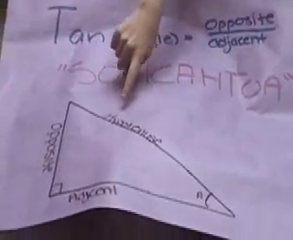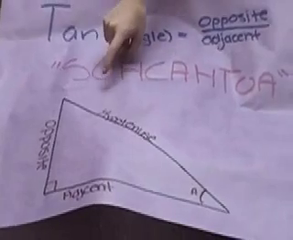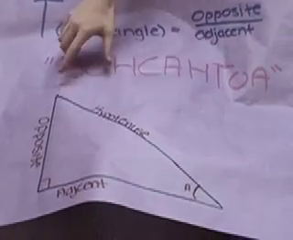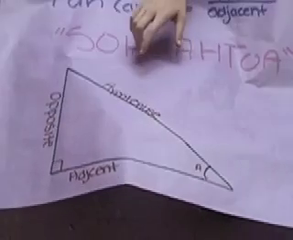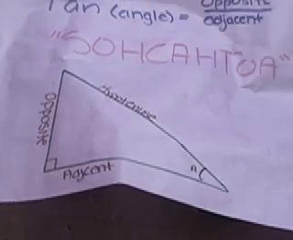When trying to figure out what line and angles you're going to use, the hypotenuse is always going to be directly across from the 90-degree angle, and the opposite is always going to be directly across from whatever angle you're trying to find. So in this case, angle A. The adjacent is always the line directly next to our angle A.